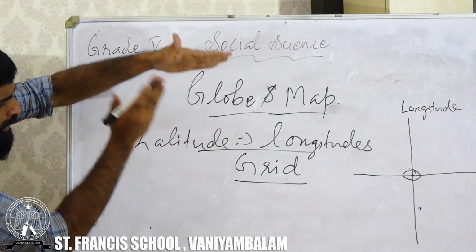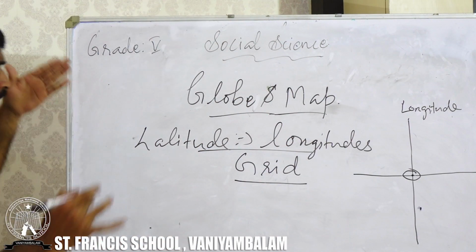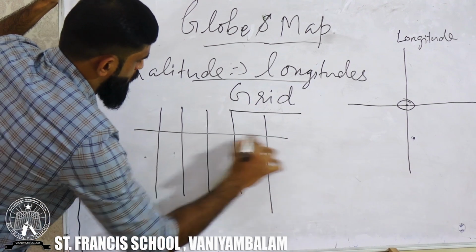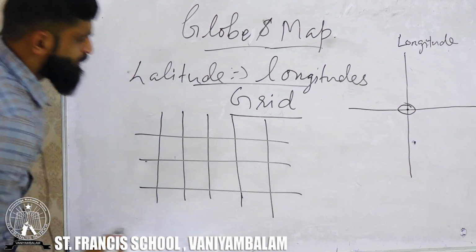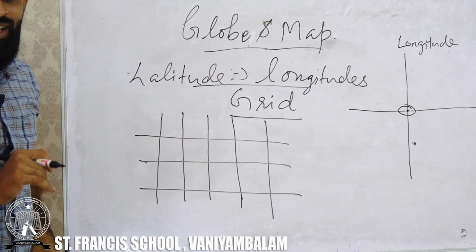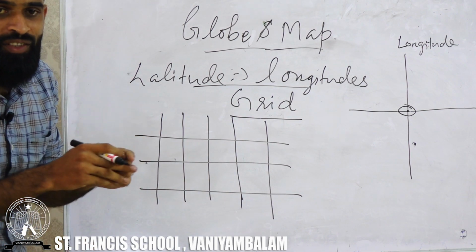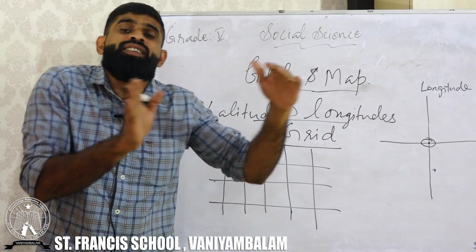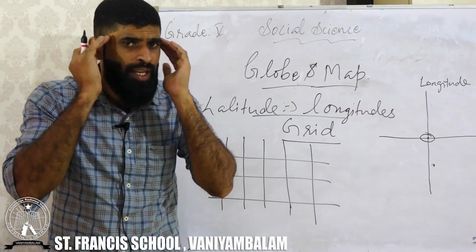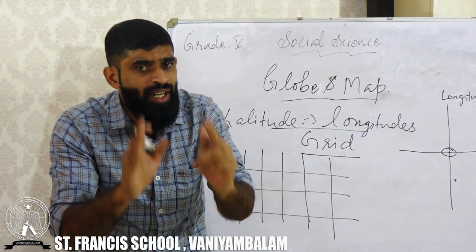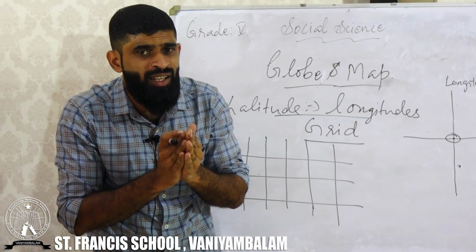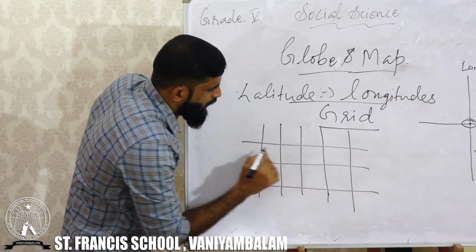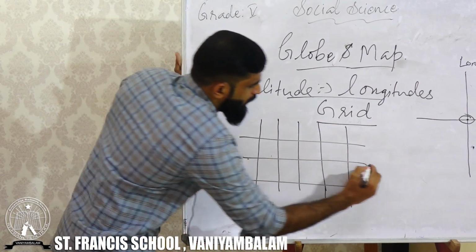Our topic, let me tell you, is grid. Grids are the combined forms of latitudes and longitudes. Look at this. Definitions are given, which means another form of explanation is given in your textbook. Easily you try to understand what is grid. Grids are the combined forms of latitudes and longitudes.